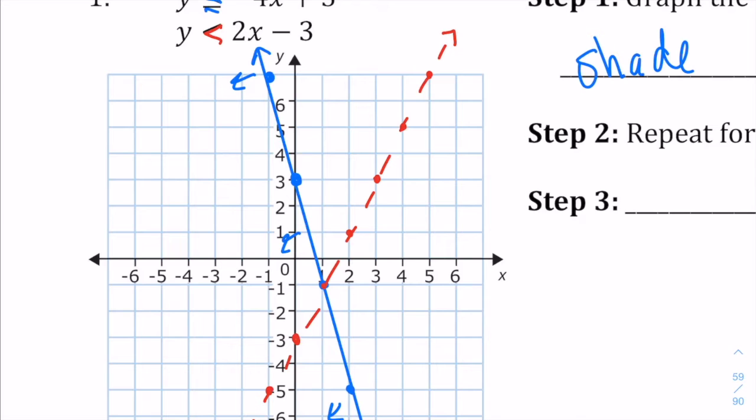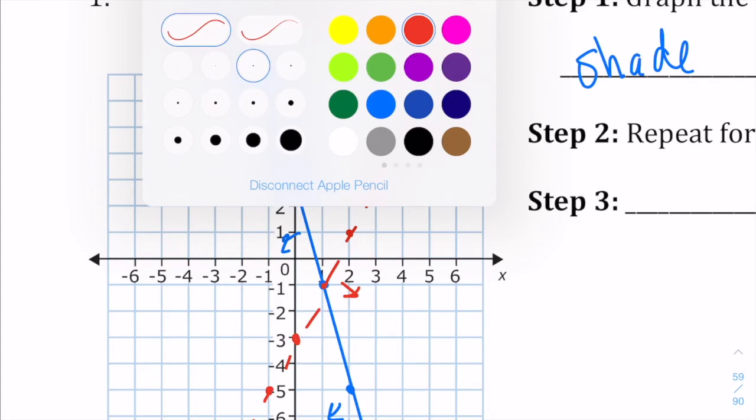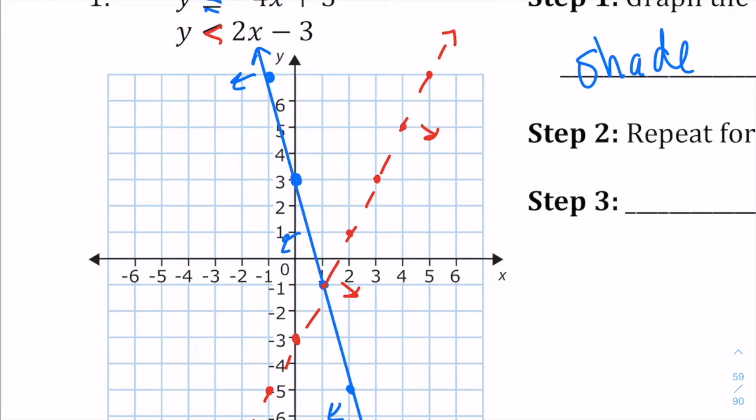Great. So now this one, y is less than again, so we're going to be below this line. I'm going to put a few arrows here. What we're ultimately looking at now is where would both areas be shaded? Where would they overlap? That's going to be our feasible region.